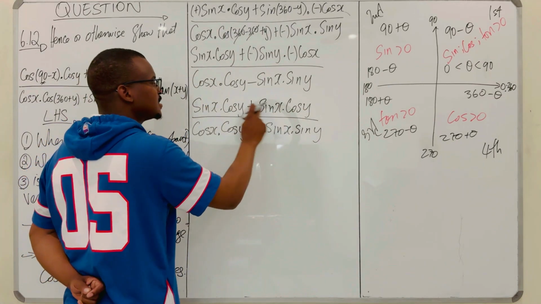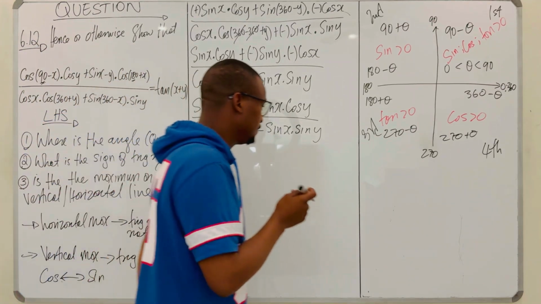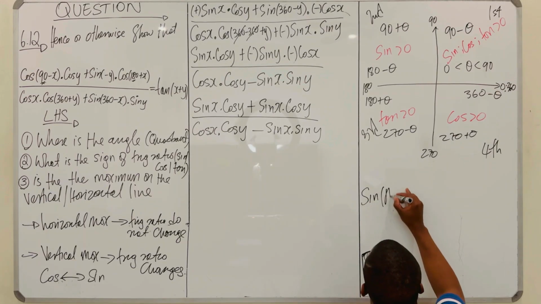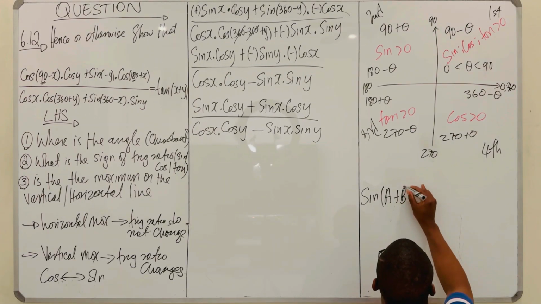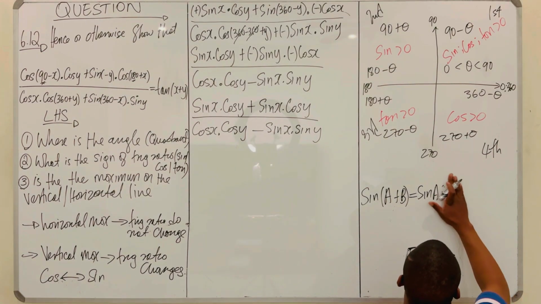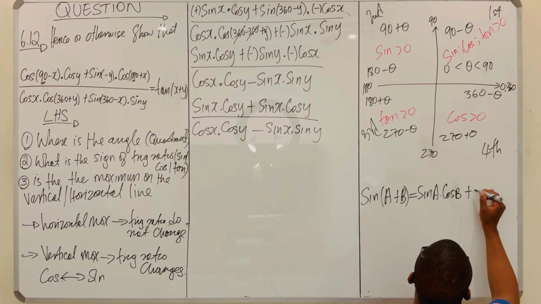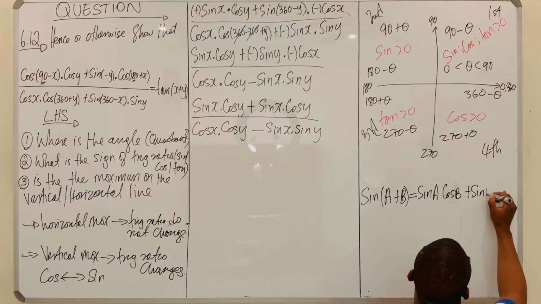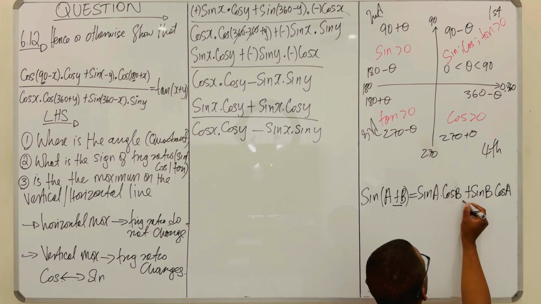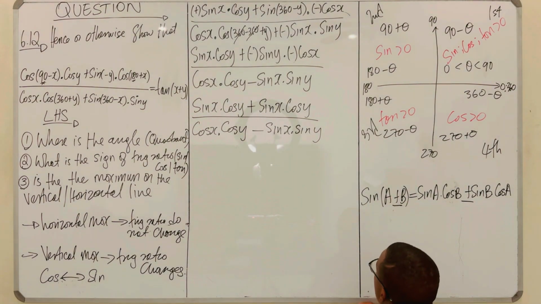So if you look at this, this is a compound angle, right? And you know very well that sine of A plus B is equal to sine A times cos B plus sine B times cos A. And if it's negative here, it will be negative there as well. These are identities, they're at the back of the question paper.